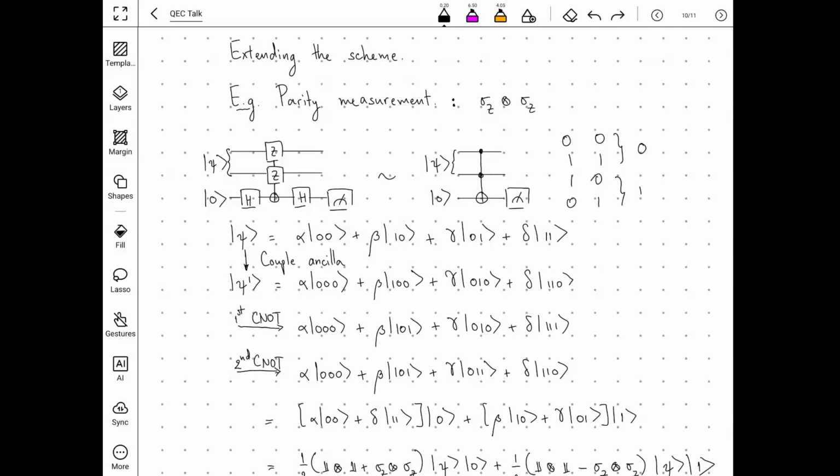But maybe this is not related. I don't think it is, because the parity just measures whether two qubits are the same or not. It doesn't actually count up the number of ones. No, it's different. Oh, it's different. Okay.